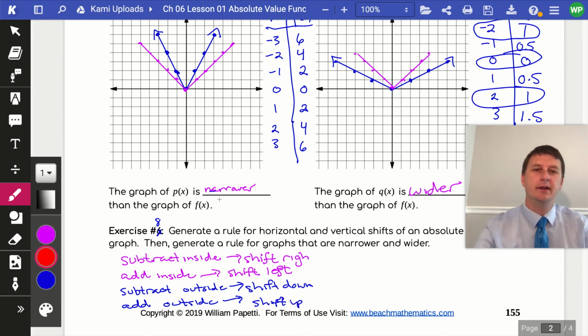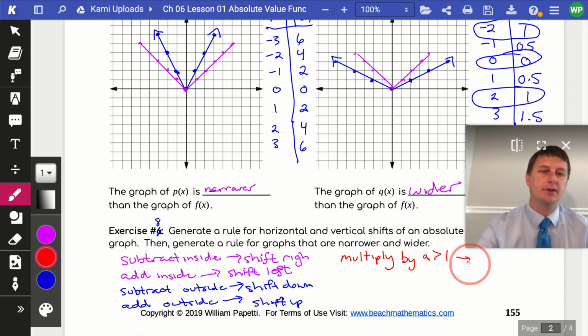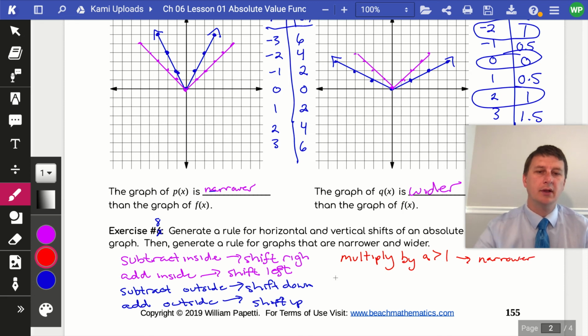And finally, in the previous 2 exercises we just looked at, we saw that when you multiply by a number, I'll call it a, greater than 1, it's going to make it narrower. And when you multiply by a number between 0 and 1, it's going to get wider.